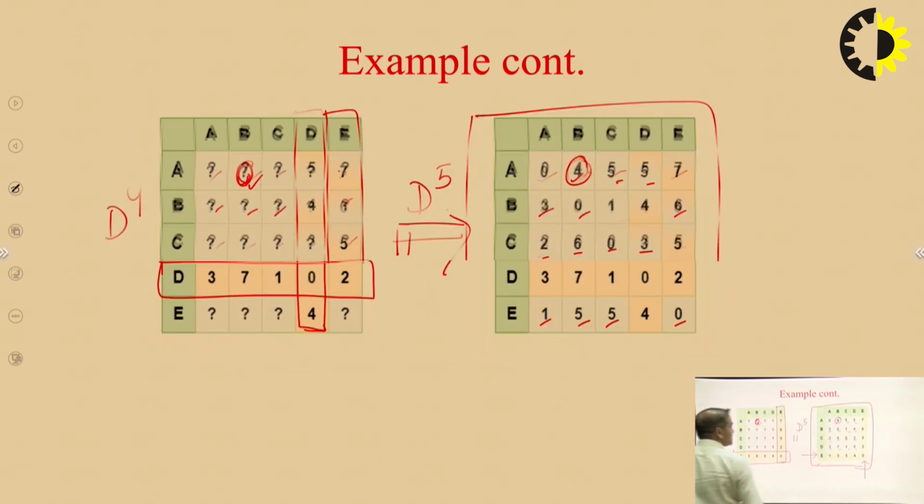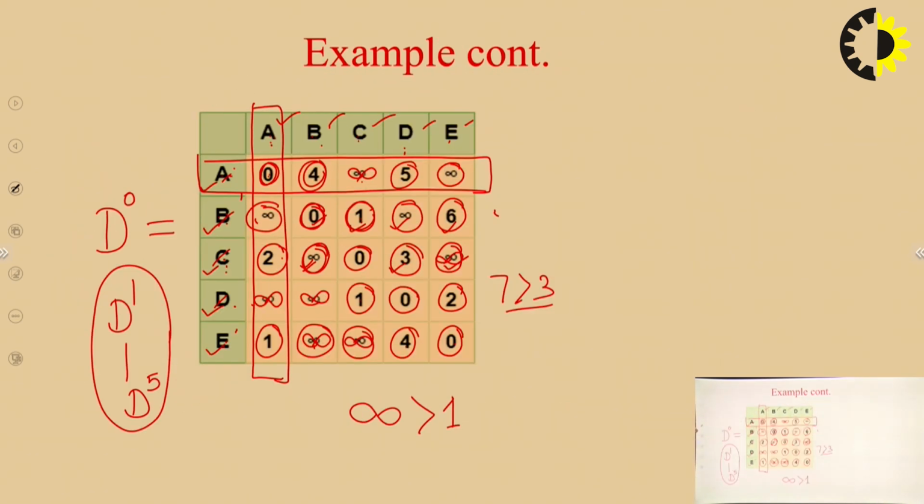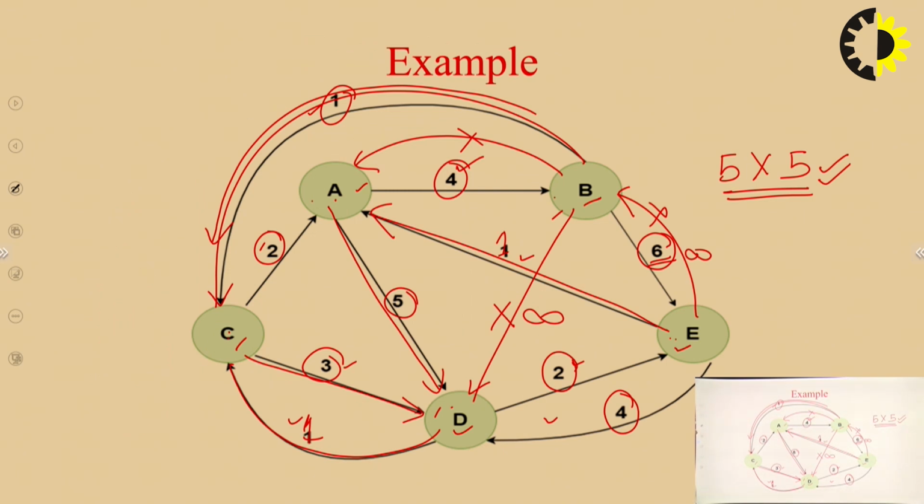That means in the given graph, if we ask what is the shortest path from C to A, this is the shortest path from C to A. If we want to know the distance between E to D, this one is the path and the distance is 4. By using this way, we find the distance between each pair of nodes.